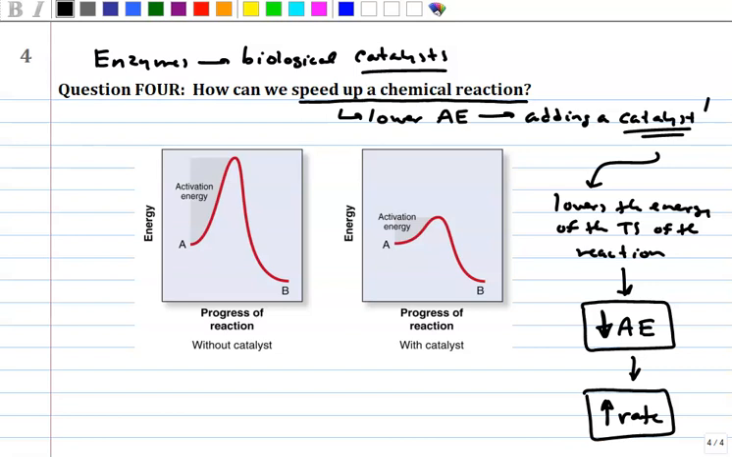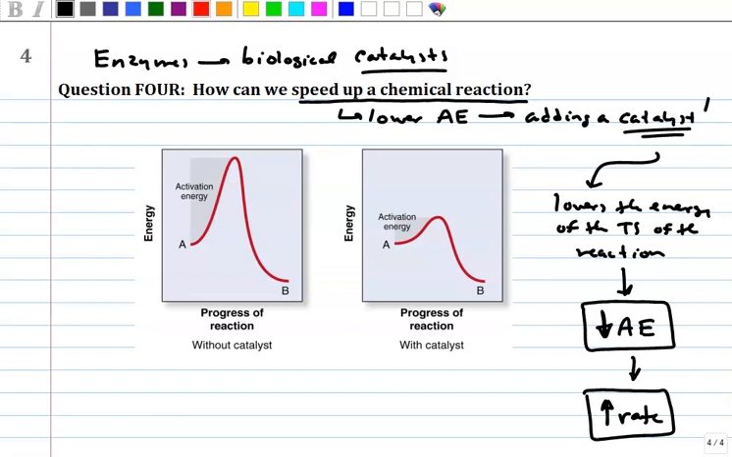How does a catalyst speed up a chemical reaction? It lowers the energy of the transition state, which lowers the activation energy. Adding a catalyst will lower the activation energy. A catalyst lowers the activation energy, which increases the rate of the chemical reaction.